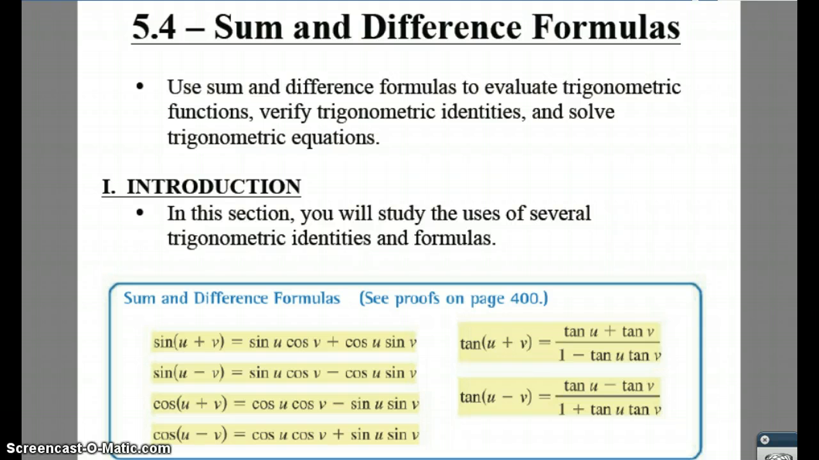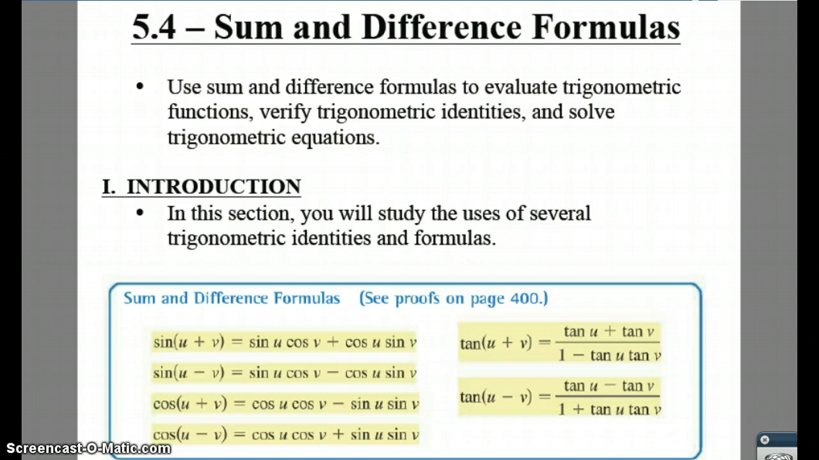Well, anyway, we're going to move on here to 5-4, sum and difference formulas. We're going to use some lovely formulas that you will be given on your test and your quiz, don't worry. You're going to evaluate some functions that are not nice, pretty intervals like 30 degrees, 45 degrees, 60 degrees, and 90 degrees, and all that stuff.